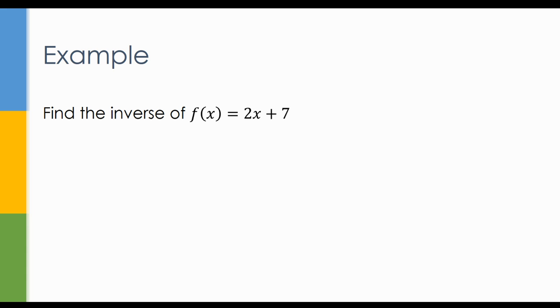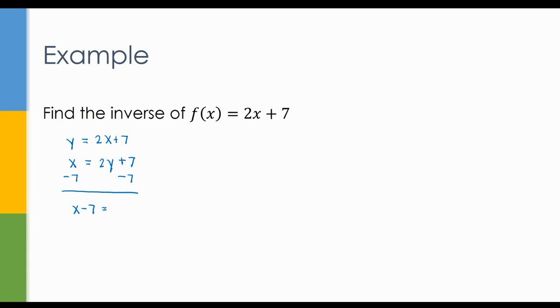All right, so we are going to find the inverse for f of x equals 2x plus 7. Like the directions said, I'm replacing f of x with y. That's step number 1. Step number 2, I'm going to switch the x and the y around. So now this becomes x equals 2y plus 7. I'm going to resolve for y. So that means I'm going to subtract the 7.